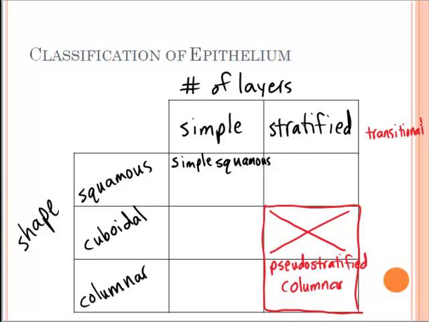Okay, so now what we're going to do is go through each of these cell types. We'll look at simple squamous, simple cuboidal, simple columnar, talk about where they are and what they do, and then we'll get into the stratified squamous, pseudo-stratified columnar, and transitional.